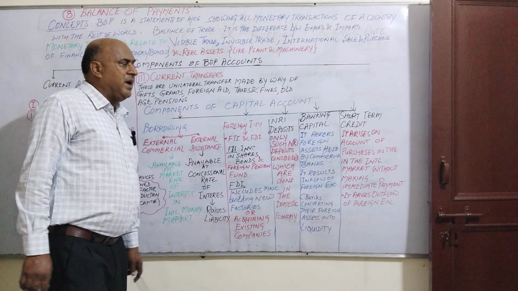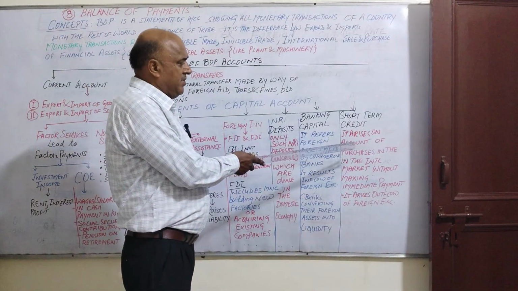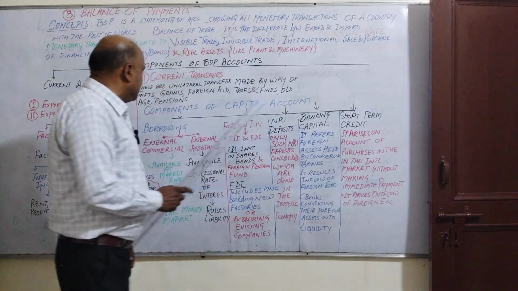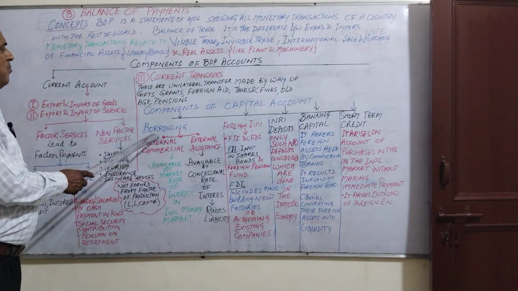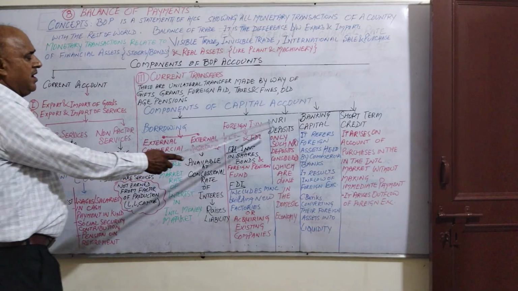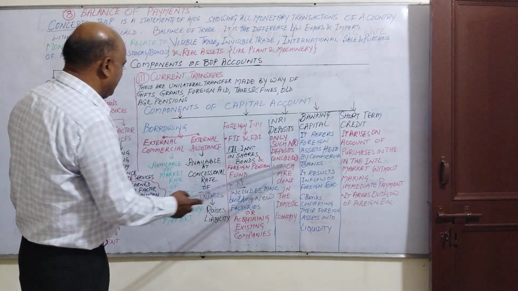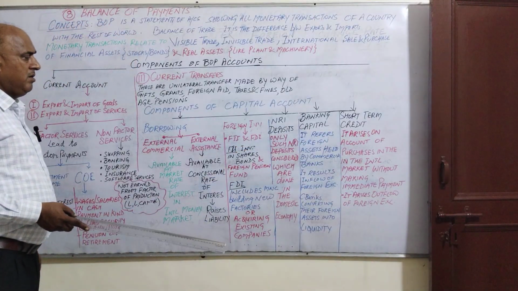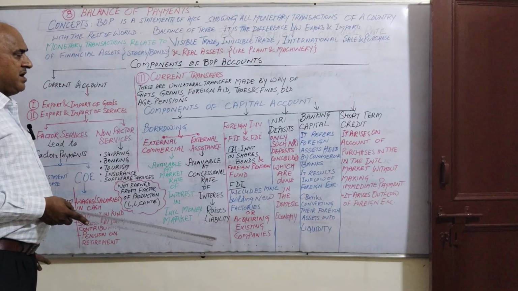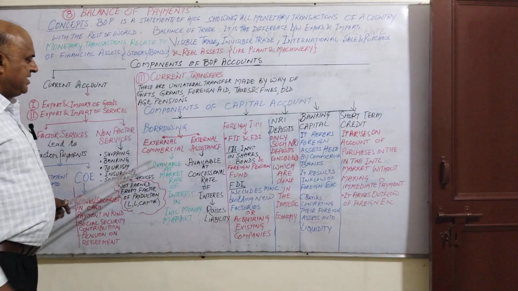The IMF, the World Bank, you can borrow from them, depending upon the conditions and the credibility of the country. So these are the components of capital account: borrowing, foreign investment, NRI deposit, banking capital, short-term credit, and these are very important to understand clearly. Read again and again, and revise it.